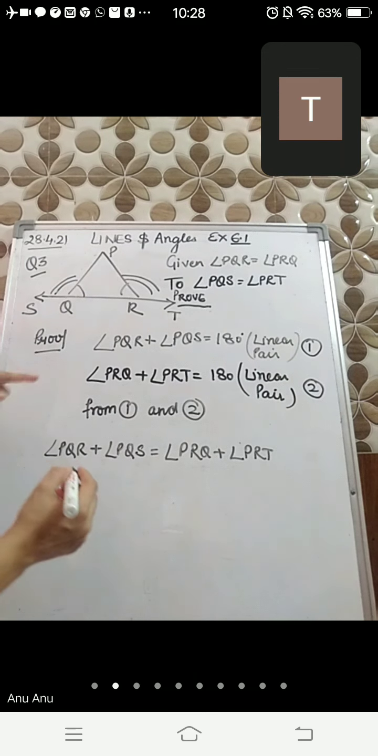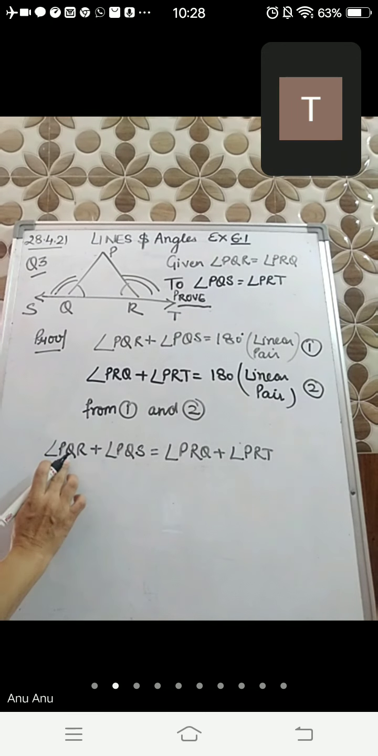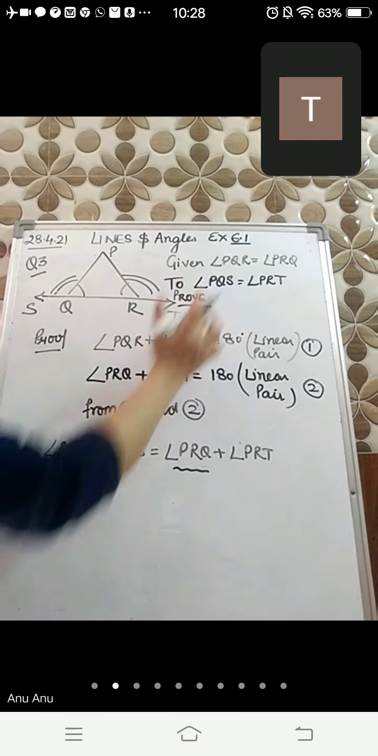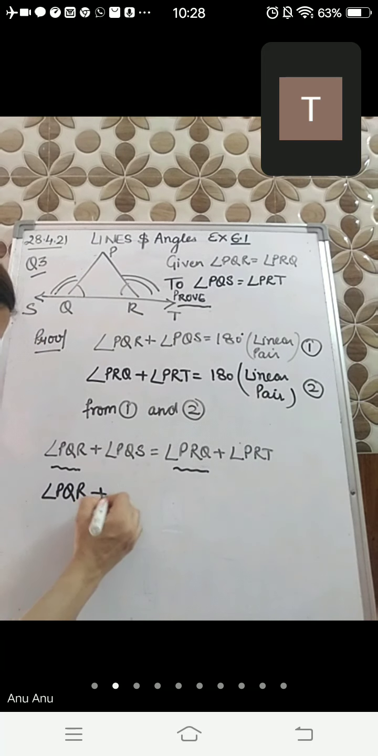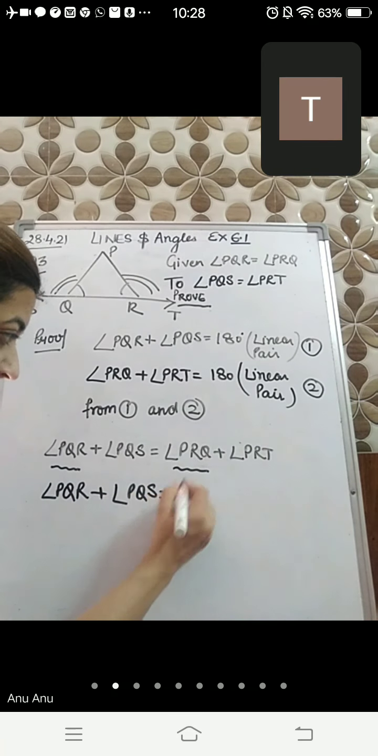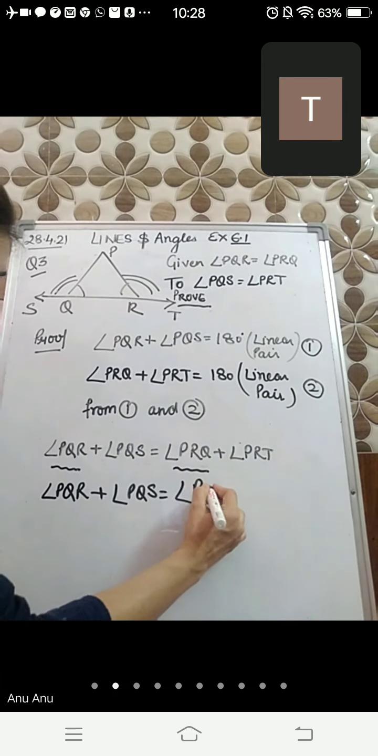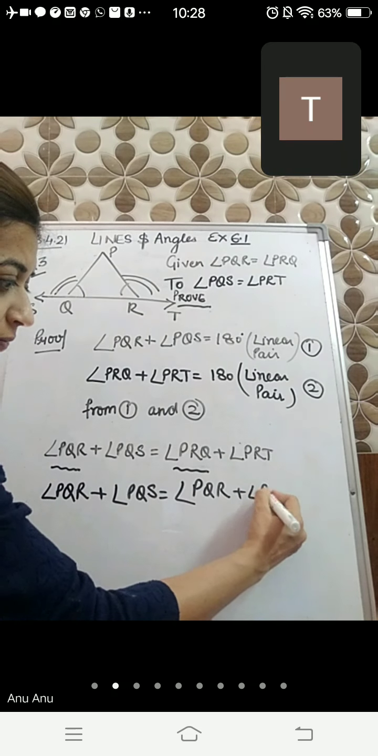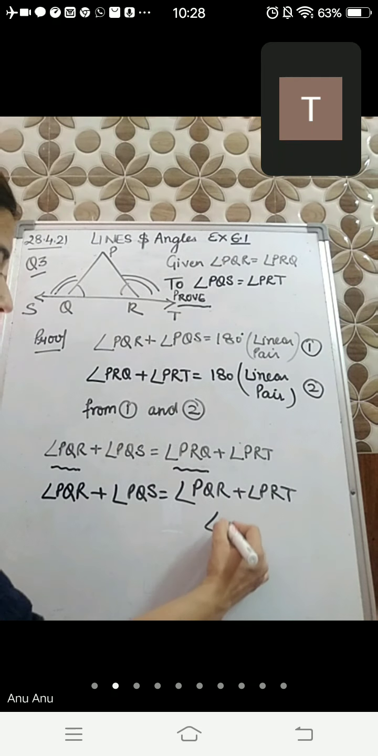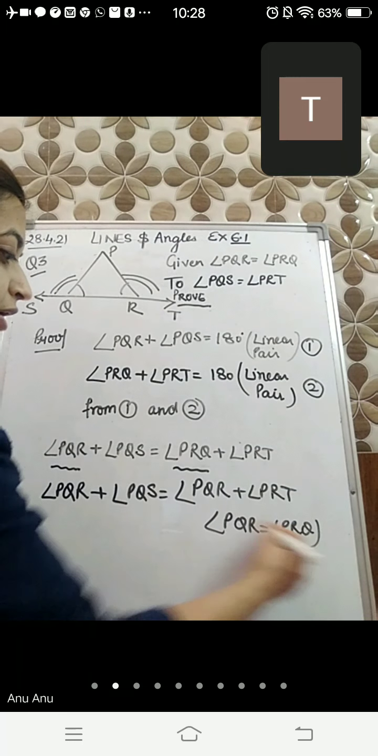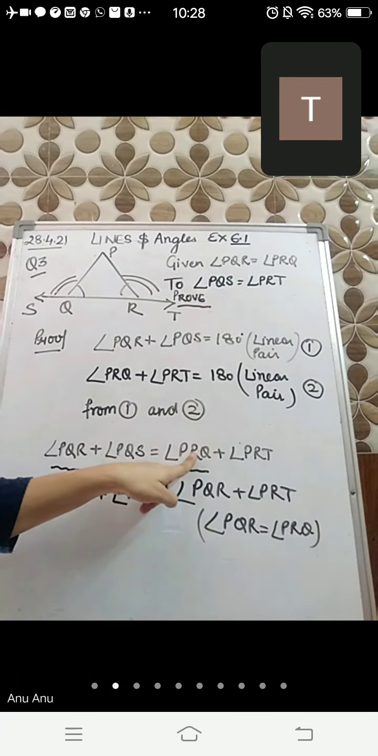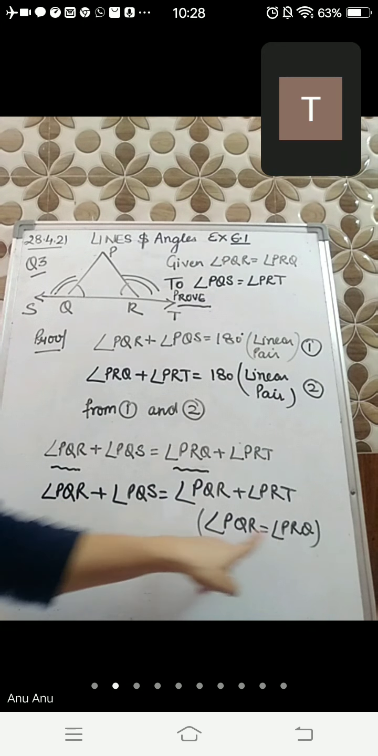So both the sides are equal because the right hand sides are equal, so their left hand sides are also equal. Now here PQR and PRQ, these two angles are equal because they are given as equal. So can I write PQR in this place because they are equal? Both the angles are equal. So can I write PQR is equal to PRQ? I have replaced this angle with PQR because they are equal.